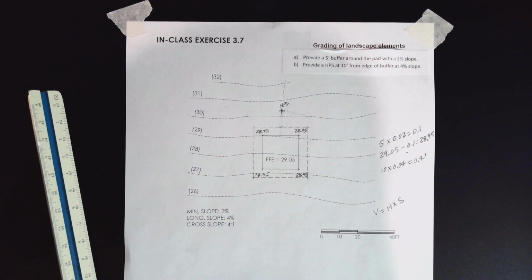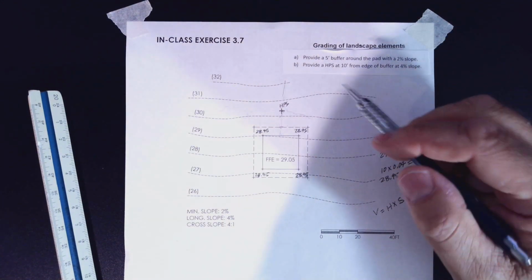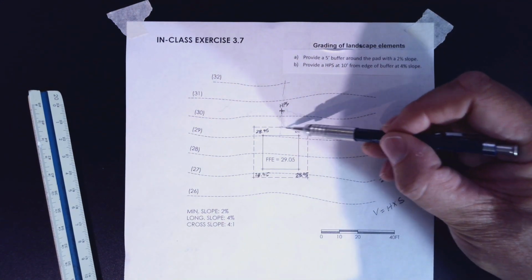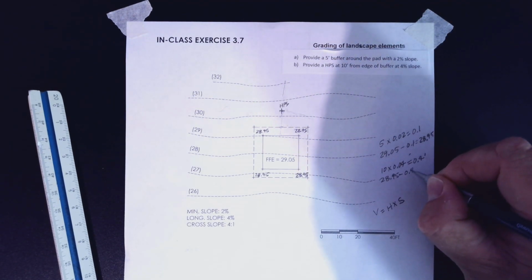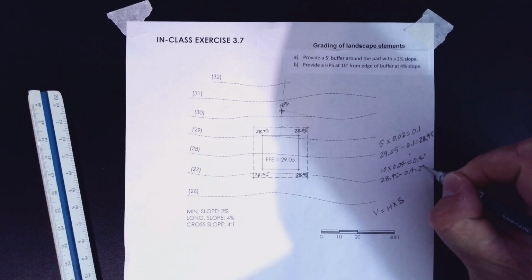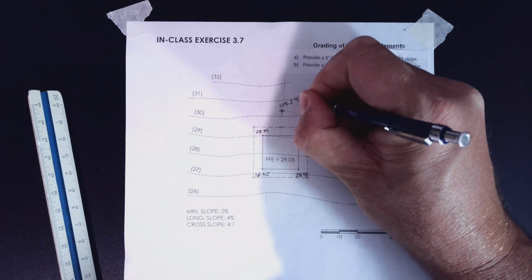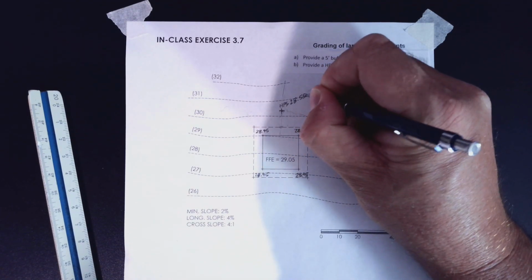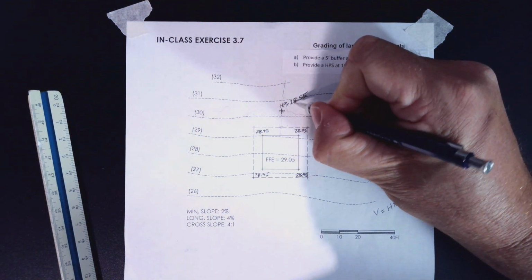So we just go 28.95, which is the elevation of this line, and we're going to subtract 0.4 feet. 28.95 minus 0.4 equals 28.55. So this elevation right here is 28.55 feet. That's our vertical elevation, 28.55.